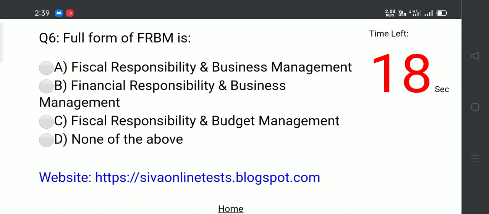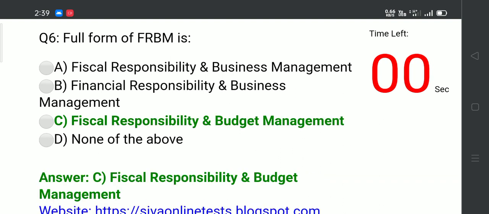Question 6. Full form of FRBM is. Options. A. Fiscal responsibility and business management. B. Financial responsibility and business management. C. Fiscal responsibility and budget management. D. None of the above. Answer. C. Fiscal responsibility and budget management.